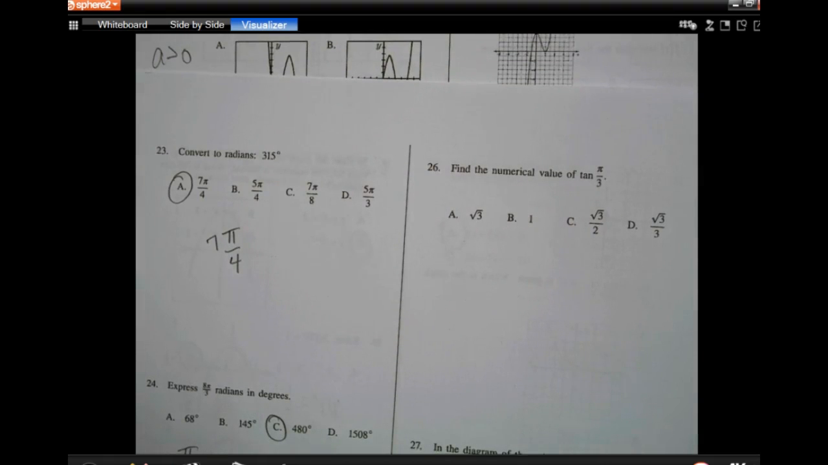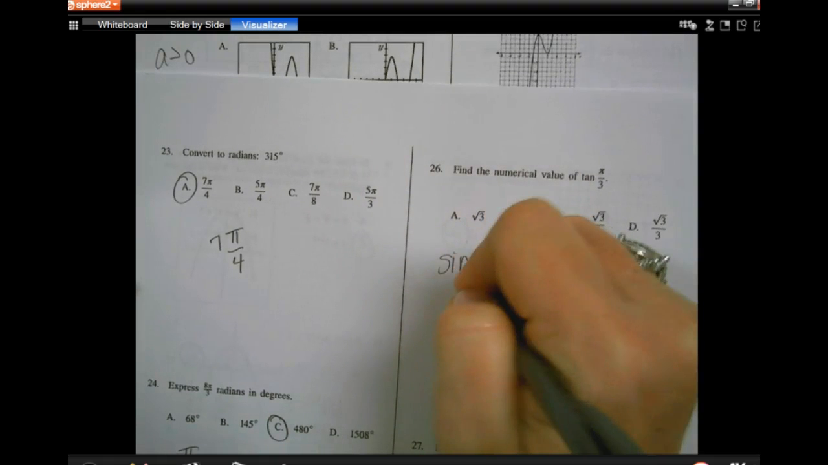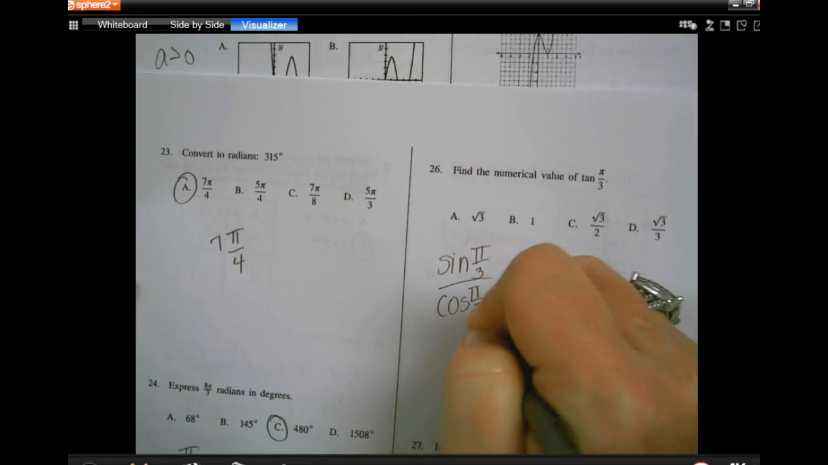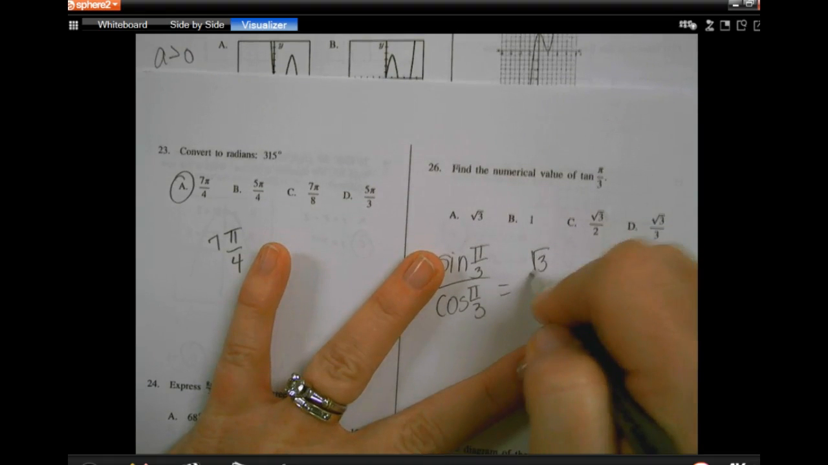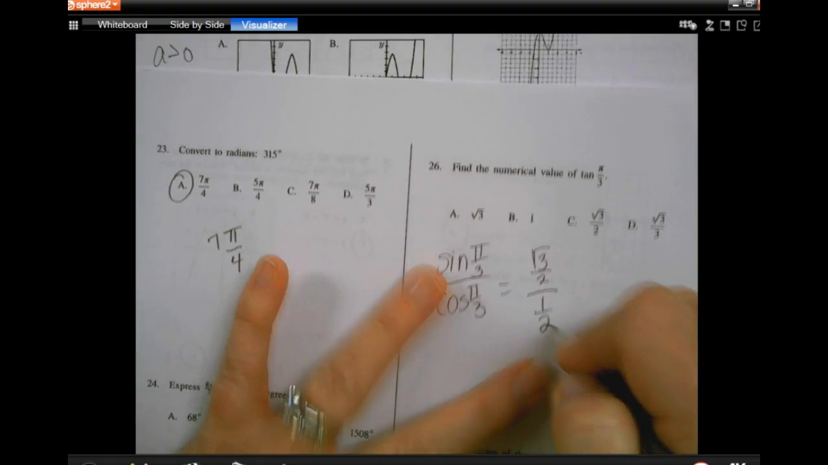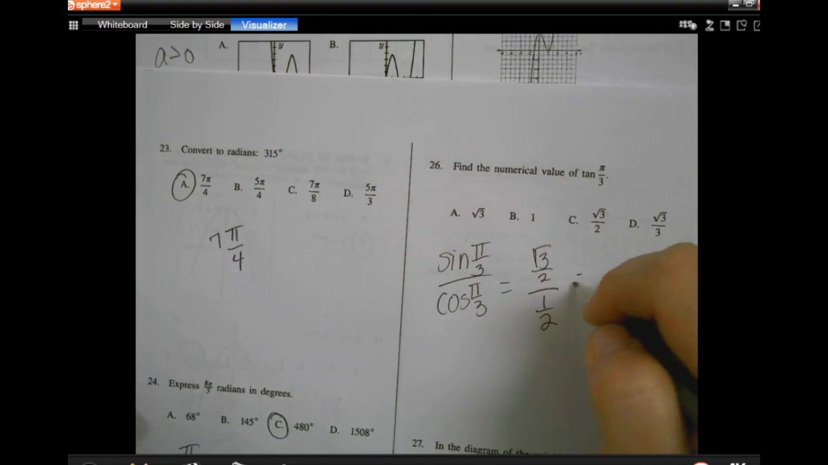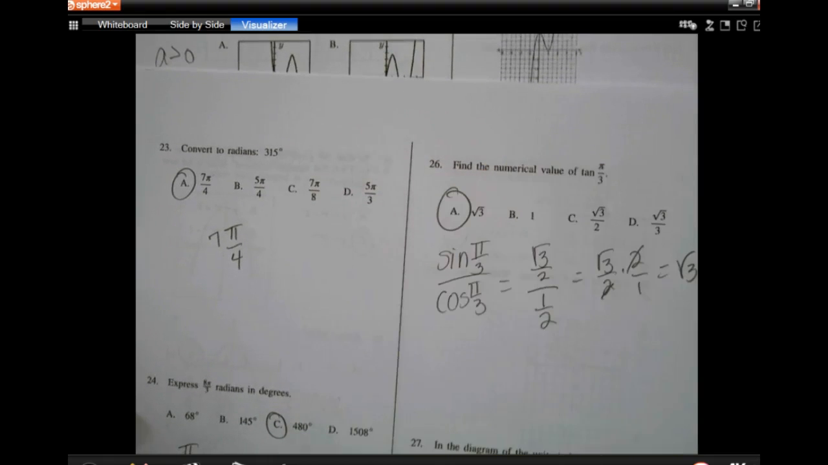Oh, I'm so sad. Okay, pi over 3. So I want the sine of pi over 3 over the cosine of pi over 3. So this time it's the square root of 3 over 2 divided by a half. And when I flip, A.